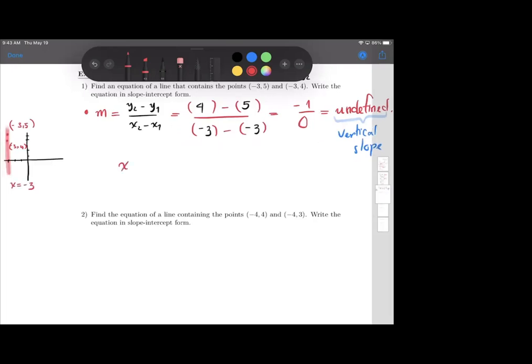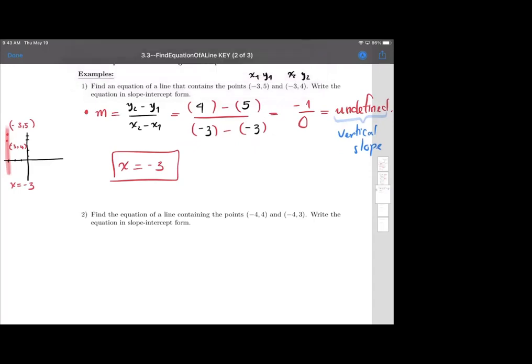Right? So x equal -3 is your final answer. So this one is special. This one you need to use a little bit of thinking instead of using the formula. You cannot use the formula because there's no m to use.